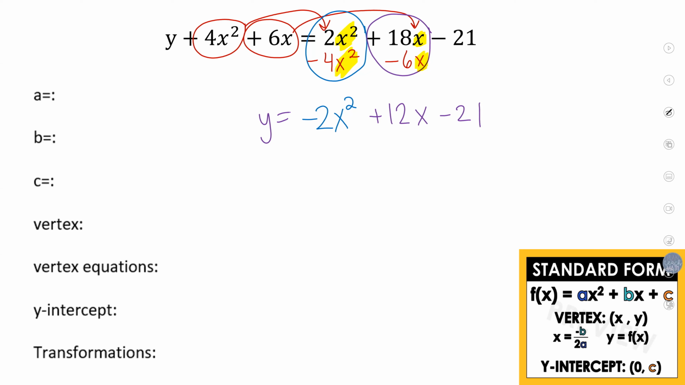And now the process is the same. What is A, B, and C? What is A? Negative 2. What is B? 12. And what is C? Negative 21. And we use the same problem. H equals negative B over 2A.